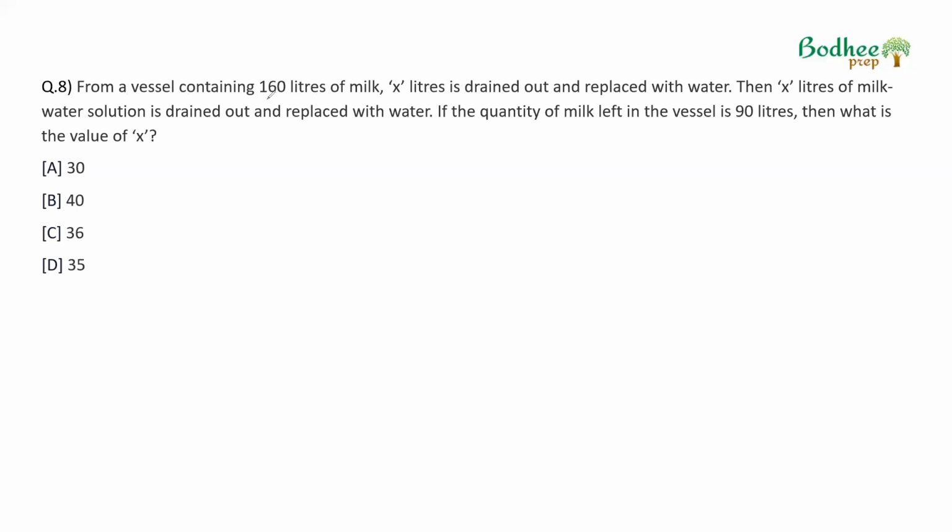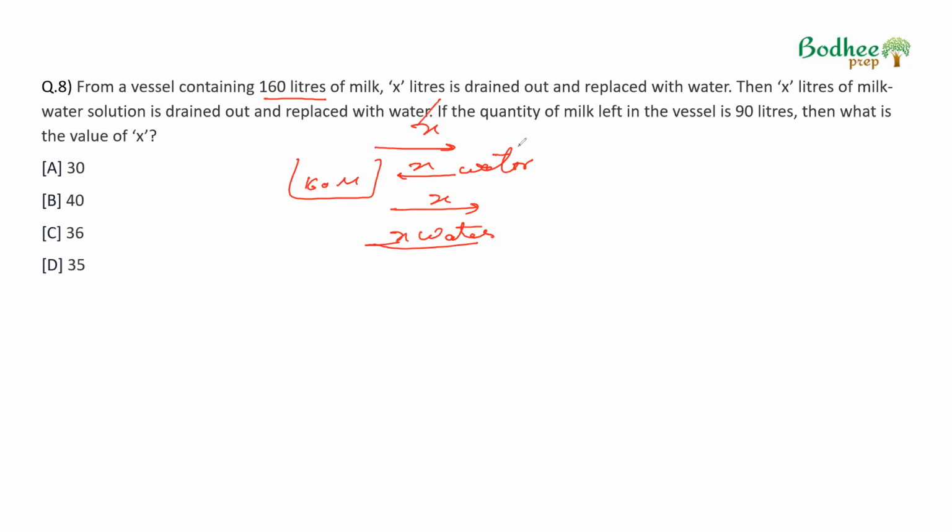From a vessel containing 160 liters of milk, X liters is drained out and replaced with water. Then X liters of milk and water solution is drained out and replaced with water. Again, it's a removal replacement question, and therefore all we have to do is put in the formula.